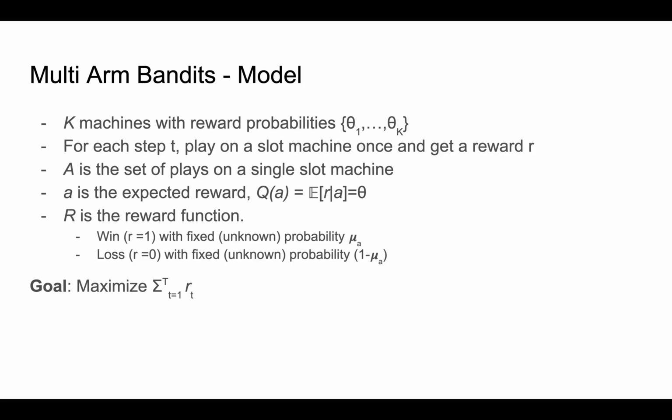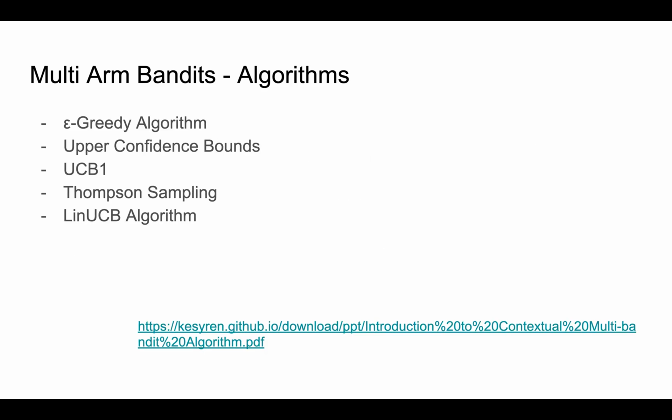The model here has K machines with reward probabilities as a distribution. At each step T, the gambler plays on a specific slot machine once to get a reward R. Here, the goal of the model is to maximize the reward R over the steps T. There are various implementations of these algorithms, which I may not be able to cover in this specific video, but there are a few which are called epsilon greedy algorithm, upper confidence bounds, Thompson sampling, and LinUCB algorithms. More details are in this research paper that I've linked below.